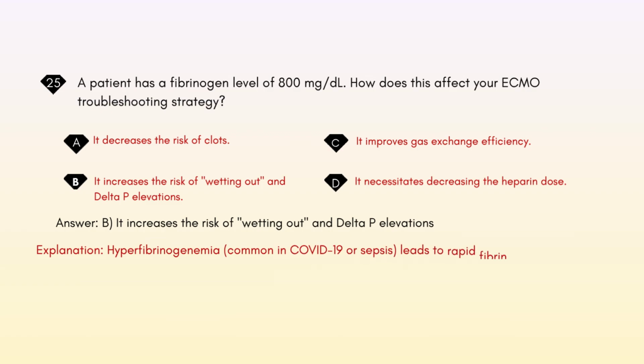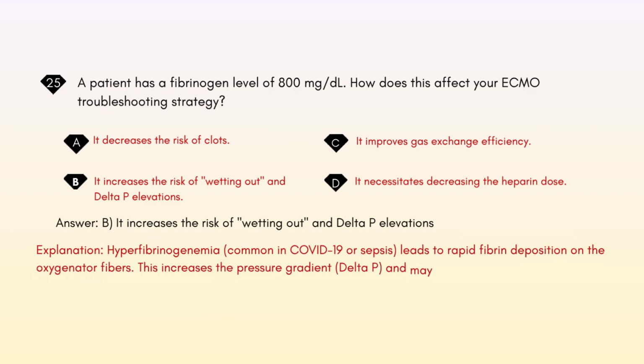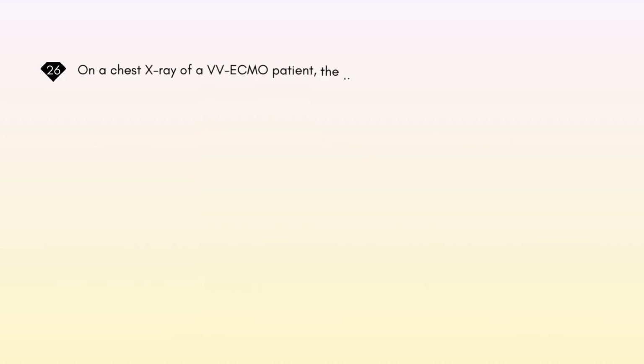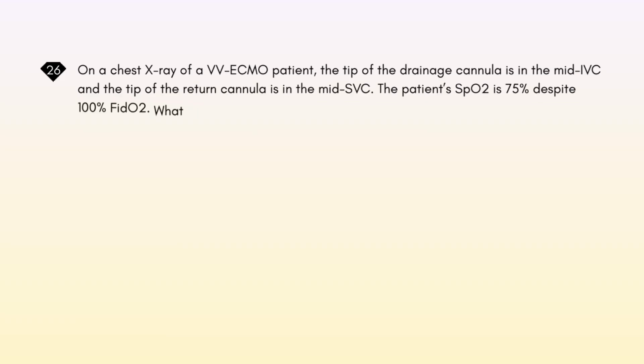Explanation: hyperfibrinogenemia, common in COVID-19 or sepsis, leads to rapid fibrin deposition on the oxygenator fibers. This increases the pressure gradient, delta P, and may cause the oxygenator to fail much sooner than the typical 14 to 30-day lifespan. On a chest X-ray of a VV-ECMO patient, the tip of the drainage cannula is in the mid-IVC and the tip of the return cannula is in the mid-SVC. The patient's SpO2 is 75% despite 100% FiO2.